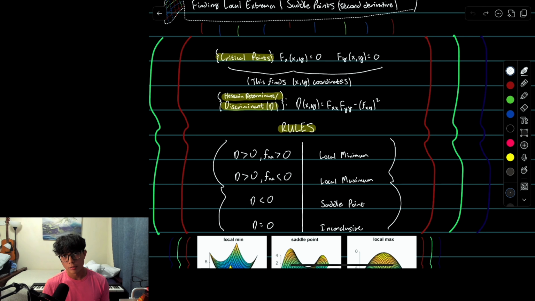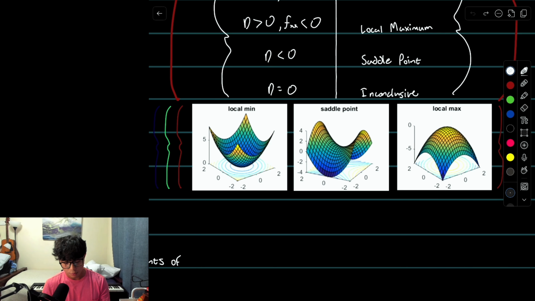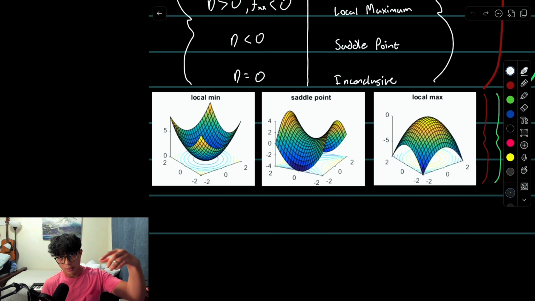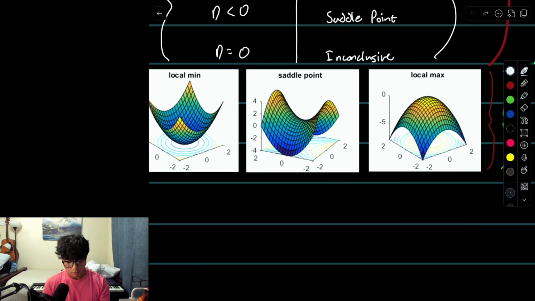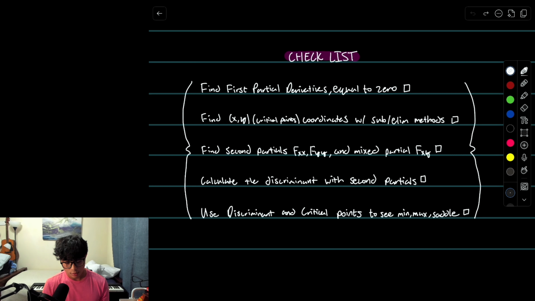And then after finding our double derivatives and our discriminant, we can use these rules over here, where given the information of our discriminant and our double derivative, we can find if it's a local minimum, local maximum, saddle point, or an inconclusive test. Now, if you want a visual representation in 3D, a local minimum just looks like a bowl, a local maximum looks like an upside down bowl, and then a saddle point is just a saddle looking shape with its point in the middle.